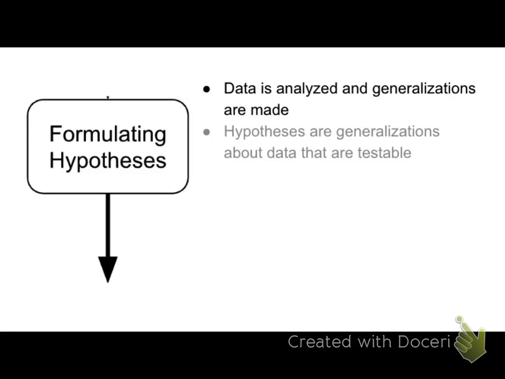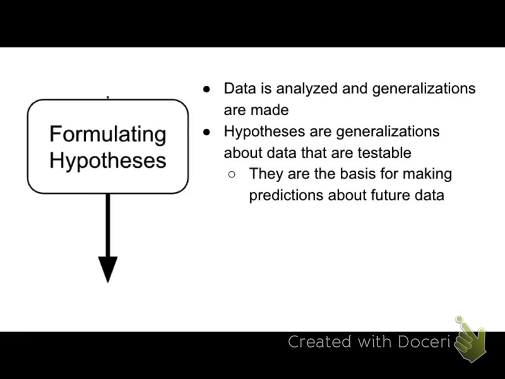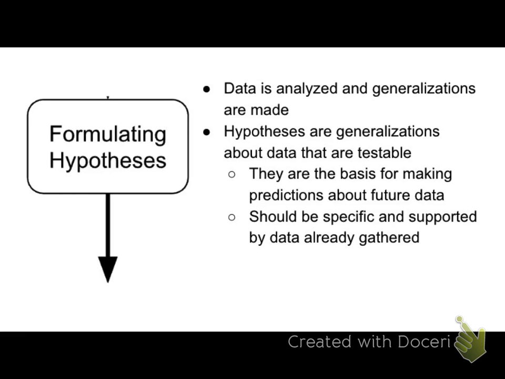The next step is, as you guys correctly identified during the bell ringer, formulating a hypothesis. So hypotheses are generalizations. As you're gathering data, you're going to look at this data and you're going to start making these generalizations about the data. Okay? They need to be testable, and they should be specific and supported by data, because the purpose of making this is to make predictions about the future. So they need to be specific, need to be supported by data, and they need to be testable. Okay?